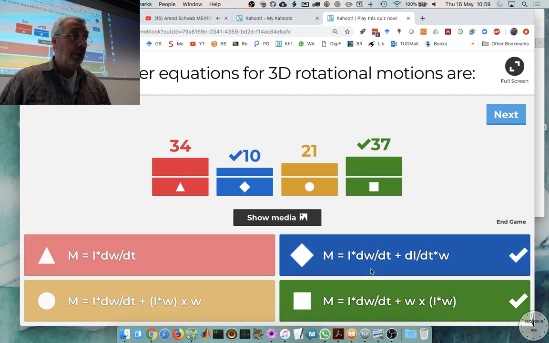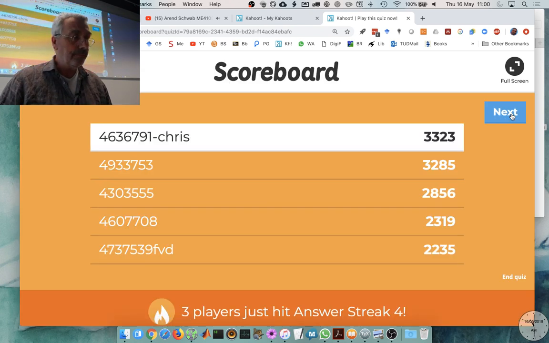These are both correct answers because the torque is actually the change in the angular momentum, and angular momentum is this I times omega. And the change is the change in I times omega and the change in I times the change in omega. But we have a very convenient way with the transport theorem to write that as omega cross I omega. So both answers are in this sense correct. Okay, last question.